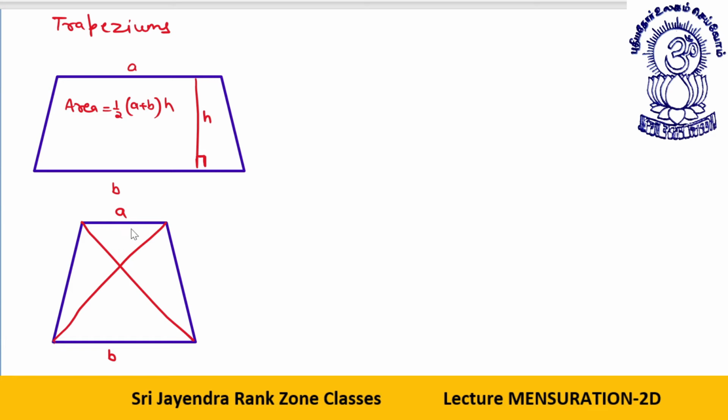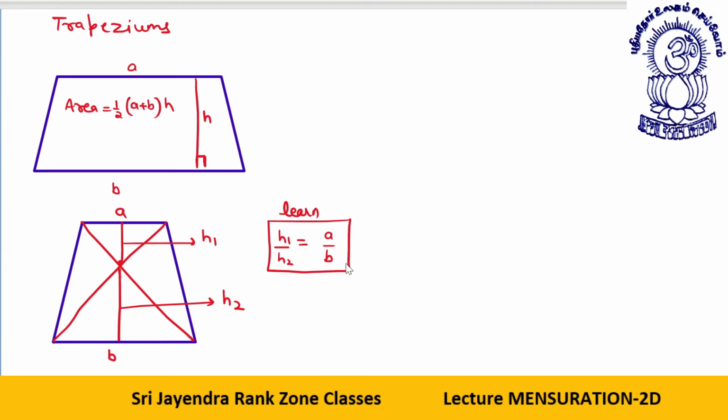When these two triangles are similar triangles, what will happen, dear students? Let's say this portion has height h1. This portion has height h2. Then h1 upon h2 will be equal to A by B. Learn this thing. And A by B is generally given in the questions. This h1 upon h2 will be equal to A by B. Does it make sense, my dear students? Clear? One more thing sorted, one more thing done.